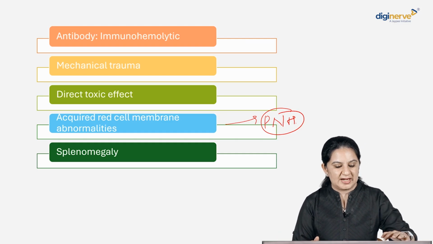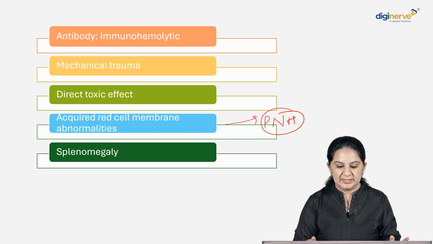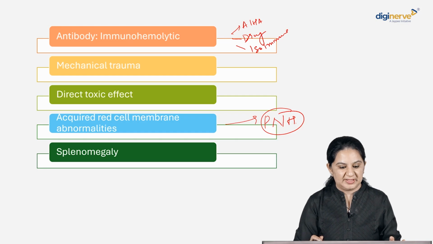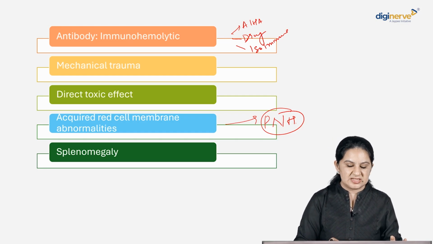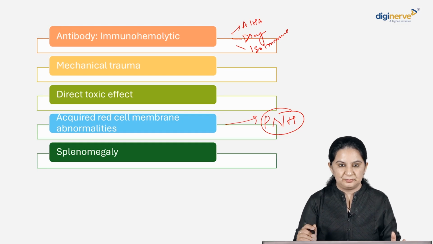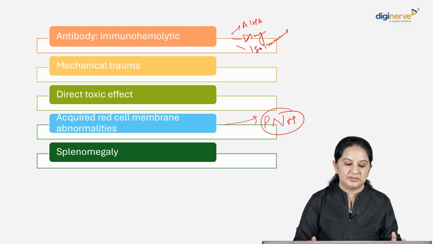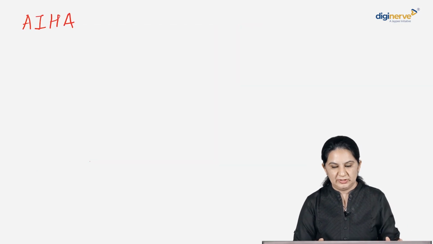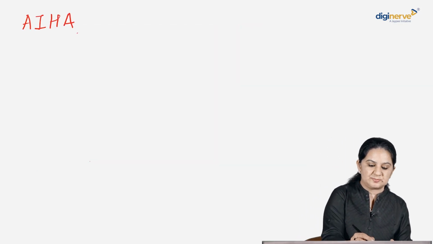So the defects could be antibody, that is immunohemolytic anemia, which could be autoimmune hemolytic anemia, drug induced, or isoimmune. The other causes could be mechanical trauma, direct toxic effect on the red cell, acquired red cell membrane abnormality, I already told you, paroxysmal nocturnal hemoglobinuria, or splenomegaly. So coming to autoimmune hemolytic anemias, very quickly, two types, warm and cold.